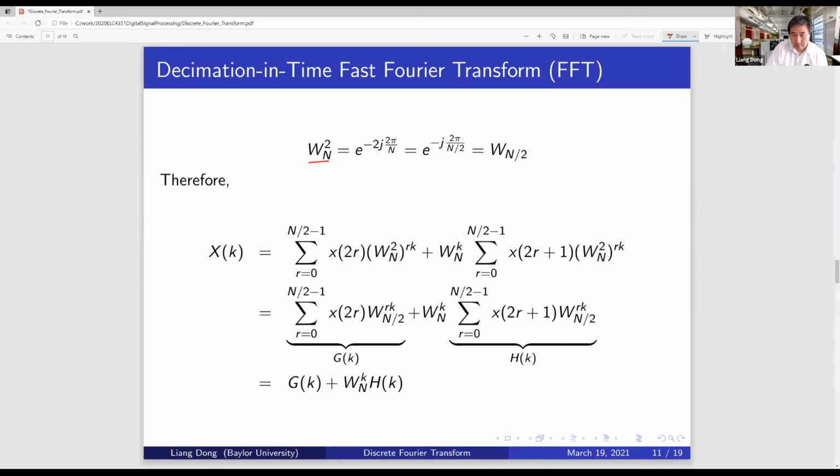Now, what is this term? This term is w squared. Wn, we know, is e to the negative j 2 pi over n. So now it's a square, times 2 here. I can bring this 2 to the denominator here. Therefore, it's also a core, but now I have an n over 2 point DFT, right? So just keep this in my equation. So we have also a w by itself, an n over 2 DFT.